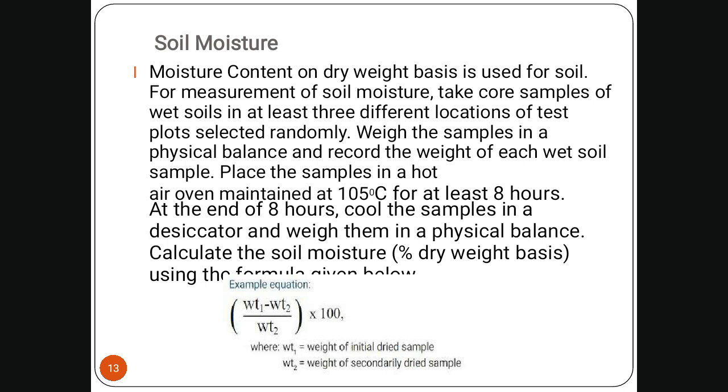Now the soil moisture content on a dry weight basis is used for the measurement of the soil moisture.